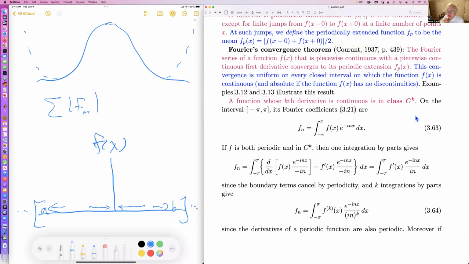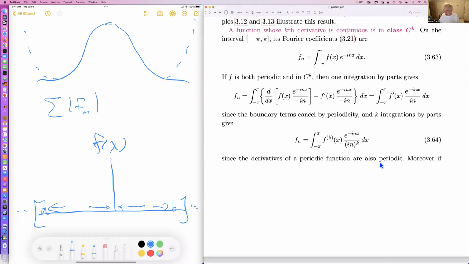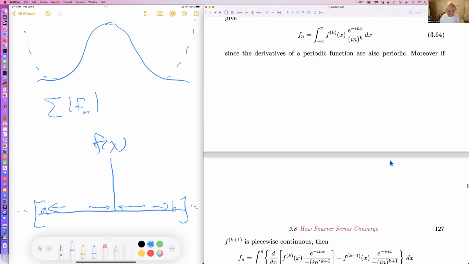what we just get immediately is, first of all, as a definition, a function whose kth derivative is continuous is said to be in class C^k. So C for continuous, and I guess for class, k for kth derivative continuous. Now, on the interval, the Fourier coefficients look like this. If it's both periodic and in C^k, then one integration by parts gives you this. And the boundary terms cancel by periodicity. k integrations give 1 over n to the k. And since the derivatives of a periodic function are also periodic, we don't get any surface terms.